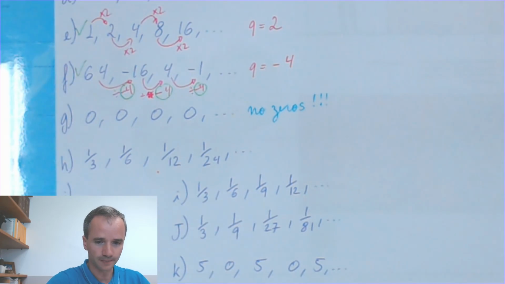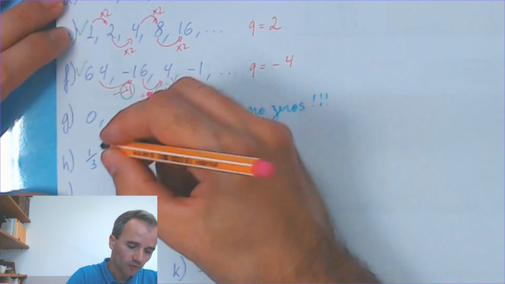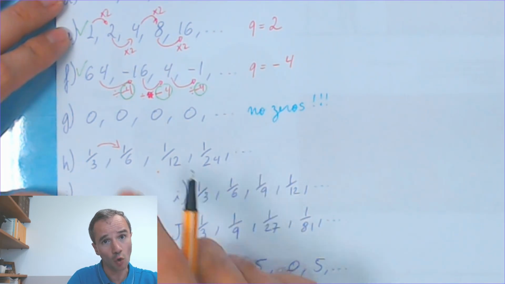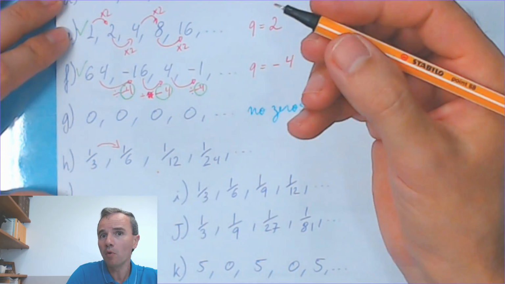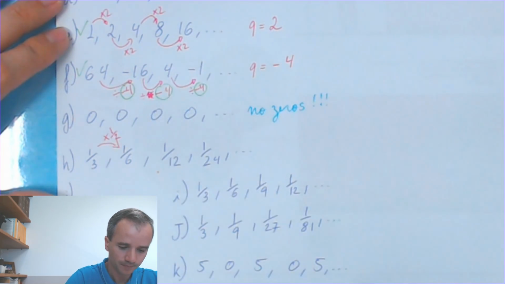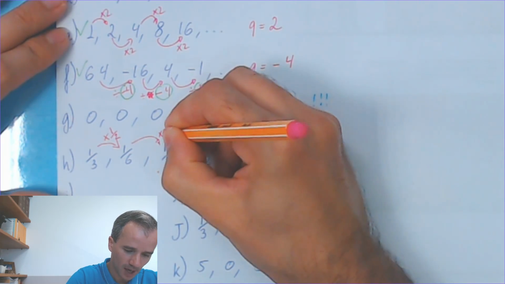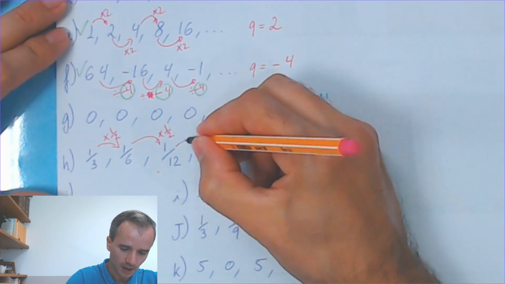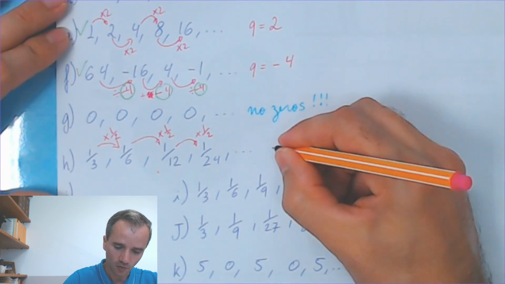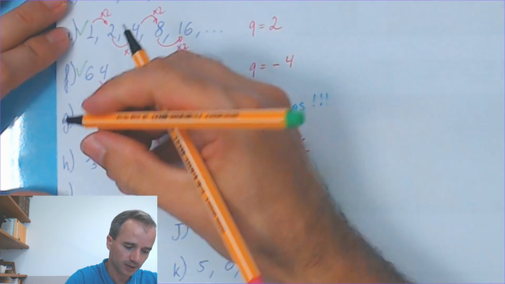Now let's see this one. 1/3, 1/6. From here to here, what did we do? Well, it is getting smaller, so we are going to have to divide by something or multiply by something. I'm going to choose multiply by half. Again, multiplication by half, still half. Again, multiplication by half. It works. Therefore, Q is going to be just half. This one is good for us.